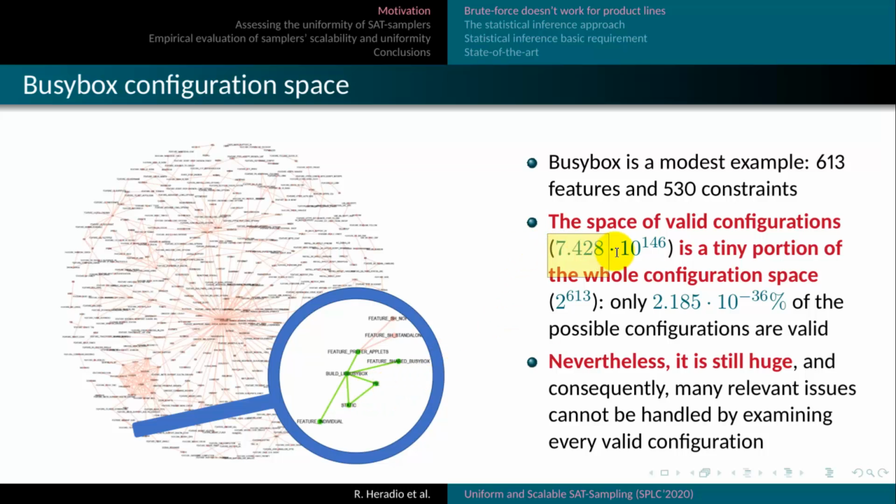There is this huge number of valid configurations, and that's why we cannot perform an exhaustive analysis of all of them. And that's why we need to use an alternative approach when we want to target many interesting questions. Another takeaway of this example is that this space of valid configurations is only a tiny portion of the whole space of possible configurations, that is, of configurations without considering the feature interdependencies.